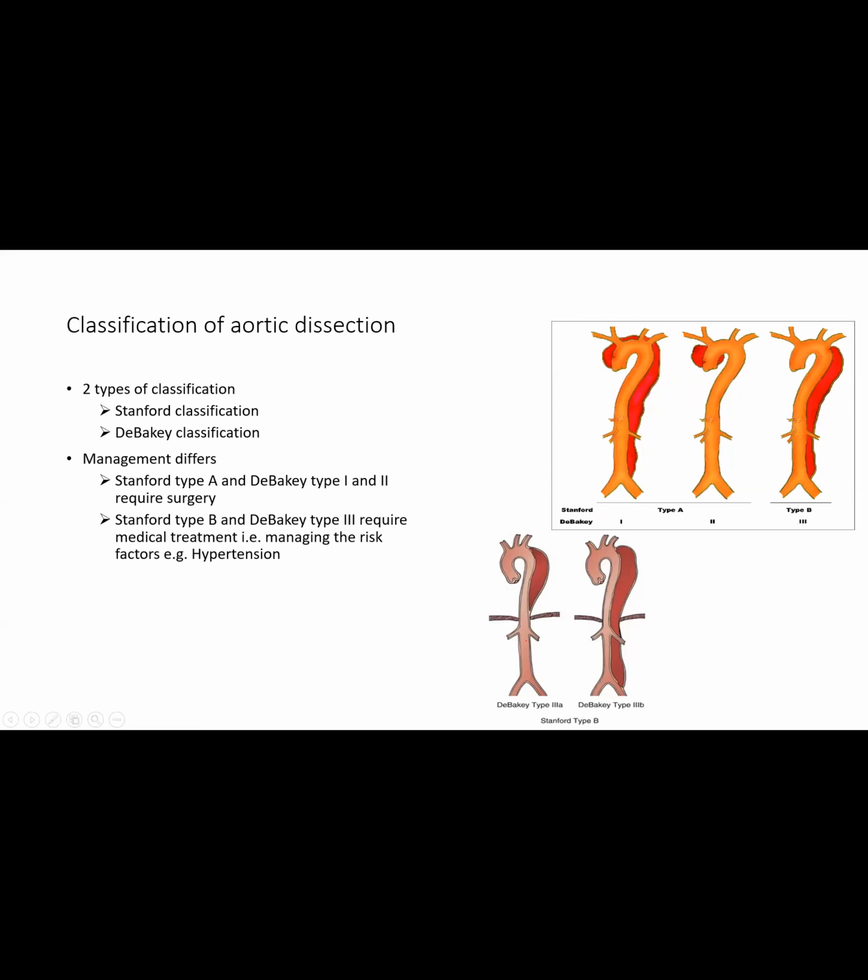And the DeBakey classification, this is also a commonly used classification. Here we have DeBakey type 1, and this is DeBakey type 2, type 3, and type 3 is further divided into 3A or 3B. DeBakey type 1 and type 2 come under the same as Stanford type A. In DeBakey type 1 dissection, it involves the ascending aorta, same as Stanford type A, then the arch, the descending aorta, and the abdominal aorta.